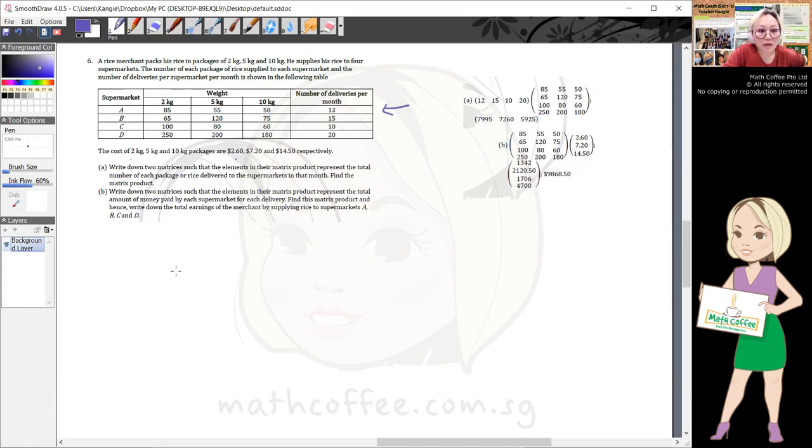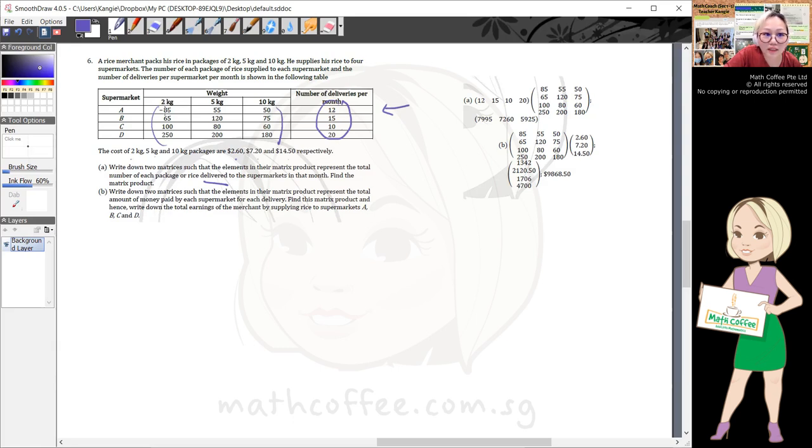Okay, they say write down 2 matrices such that the elements in their matrix product represent the total number of each package of rice delivered to the supermarkets in that month. Find the matrix product. So you see, first they ask about what is delivered to the market. So you know that you need to use the 12, 15, 10, and 20. And then the next thing is you need to know that they want to use the different rice, right? So you know you need to put this.